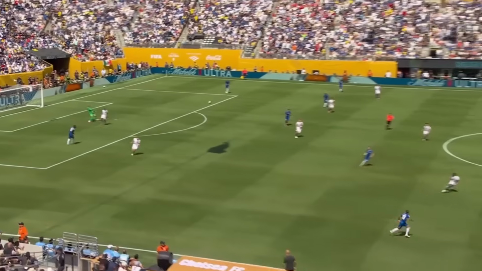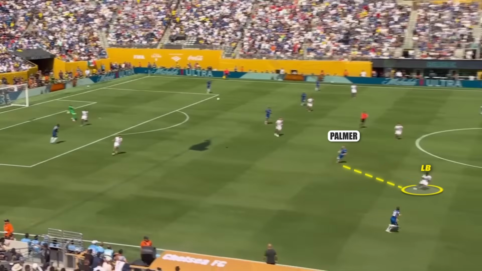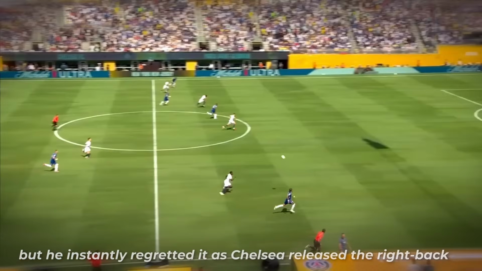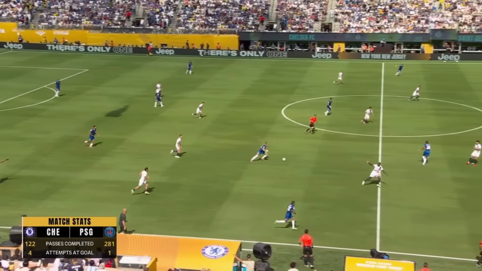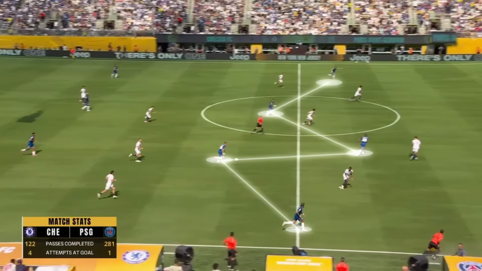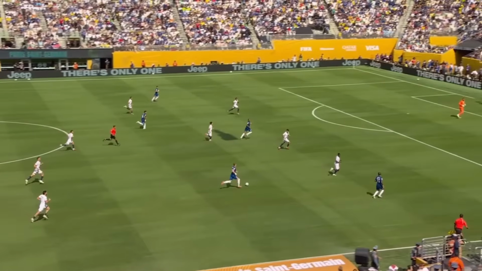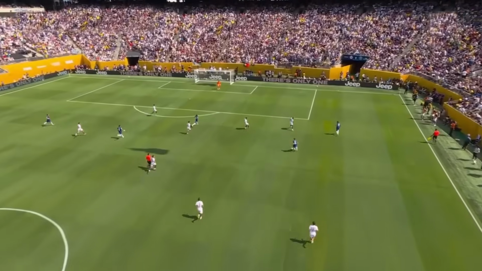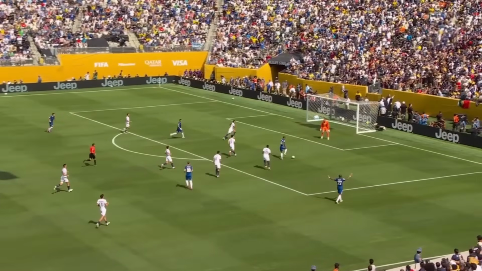In another sequence, the left back actually decided to follow Palmer, but he instantly regretted it as Chelsea released the right back. Now he hesitates to jump out, and thus Palmer is free. The positional structure is maintained, and the opposition has no other choice than to drop back. The backline is stretched with multiple movements, and thus it allowed the individual to express his creative through ball.